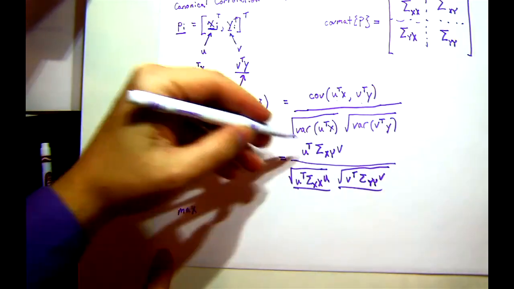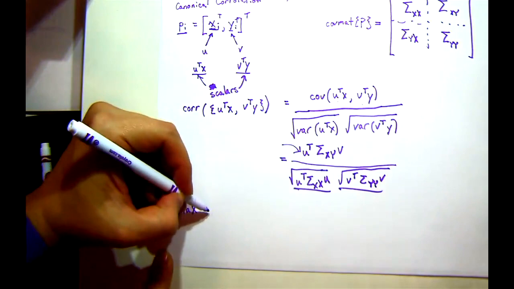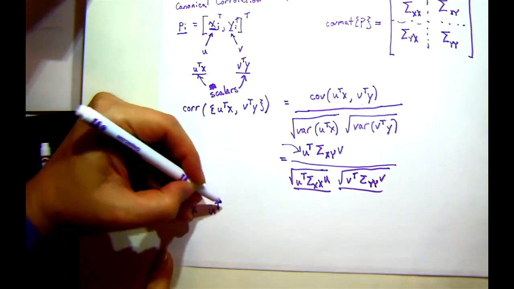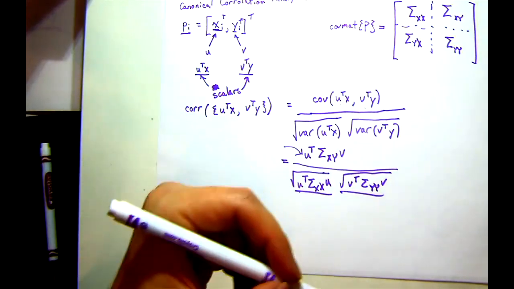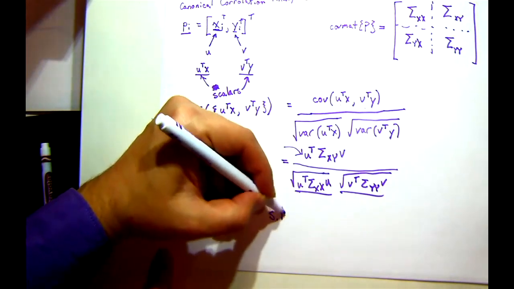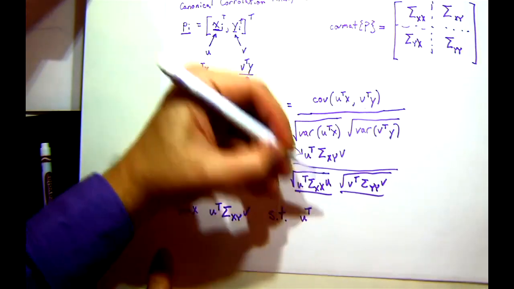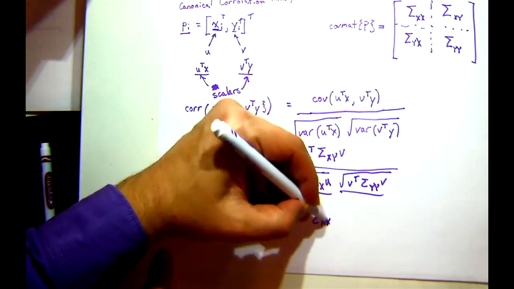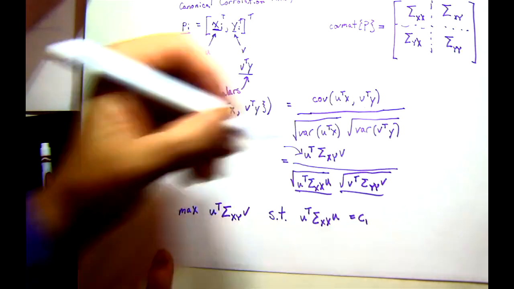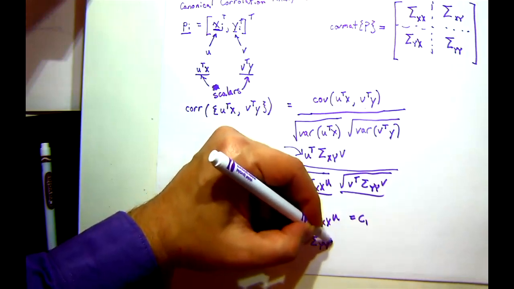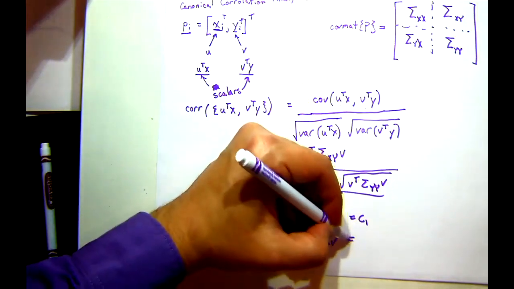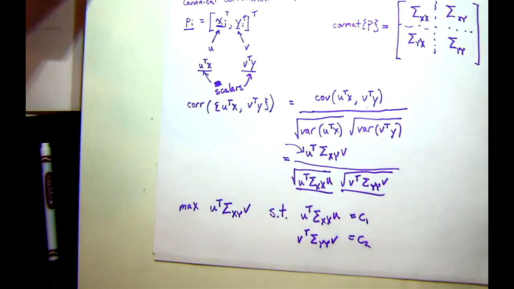We're going to try to maximize this, U transpose sigma xy V, under the constraints that U transpose sigma xx U is equal to some constant 1, and V transpose sigma yy V is equal to some constant 2. Now we don't know those constants. We're going to figure them out eventually, but we don't know them up front.